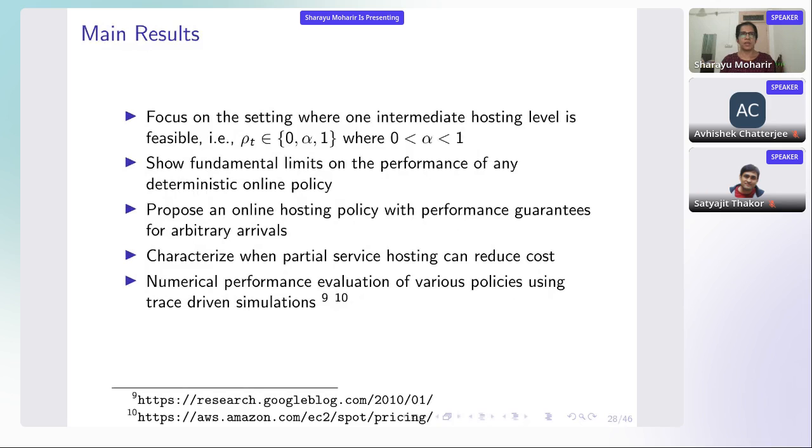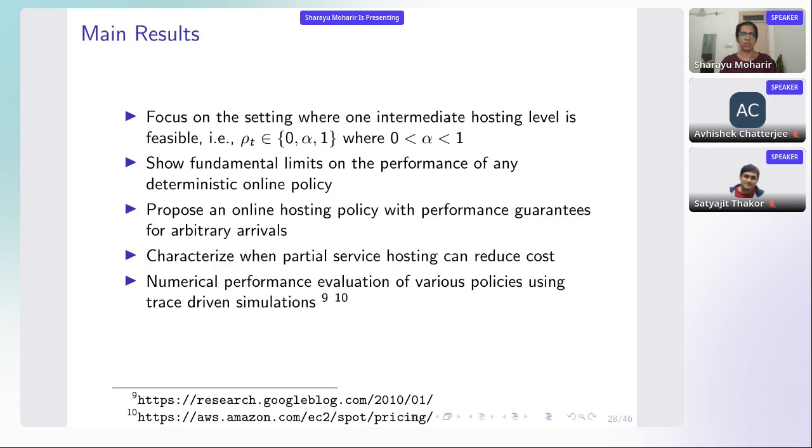We characterize the fundamental limits on the performance of any online deterministic policy. In addition, we propose an online hosting policy and provide performance guarantees for it. And in addition, we characterize the special cases where partial service hosting is actually used by our policy. Now, just because we have the option to partially host the service doesn't mean that it's the right thing to do. So we also characterize when it is useful to actually partially host the service.